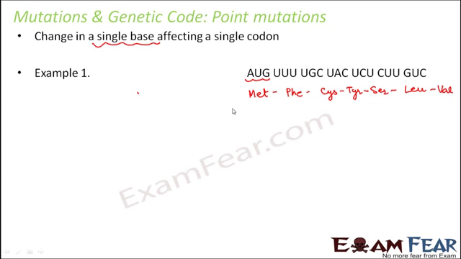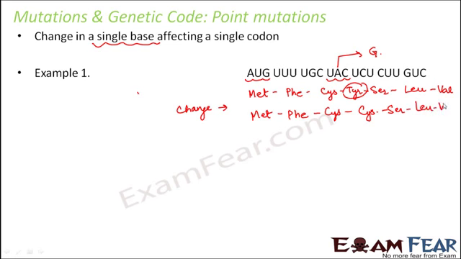So this would be the sequence of amino acids. Now let us suppose there is a change in a single base. In this UAC, let us replace this A with G. What would be the new amino acid sequence? All of these remain unaffected, but this UAC, earlier tyrosine, is now UGC, and UGC is cysteine. Other than this, the entire sequence remains the same. So you see tyrosine gets replaced with cysteine.